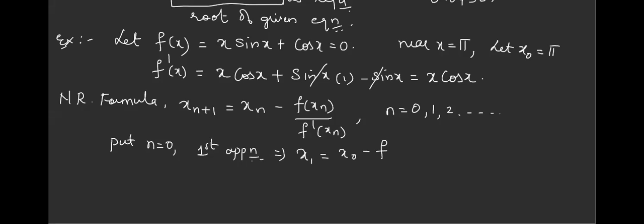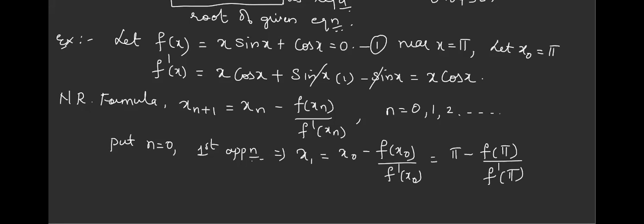x naught minus f of x naught divided by f dash of x naught. Very good. Now x naught is pi. So this is pi minus f of pi divided by f dash of pi. I'll call this equation 1 and this equation 2.